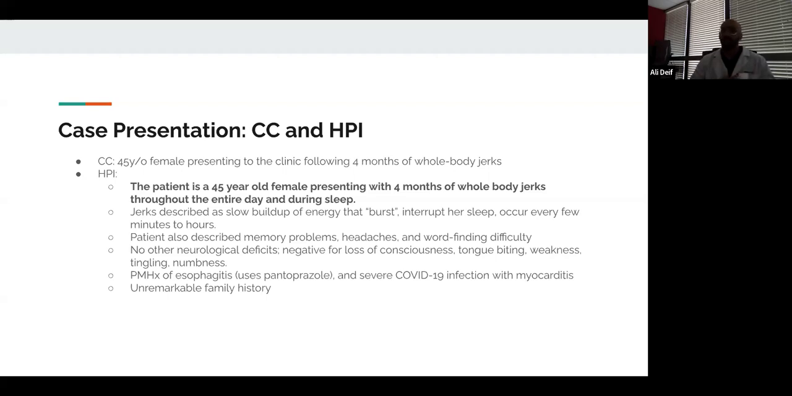Her past medical history is pretty unremarkable. She only had esophagitis, which was treated with a PPI. She also experienced many COVID-19 infections, including a severe one that included myocarditis, and she said her symptoms worsened after this. There have been some instances in the literature where COVID-19 can trigger this condition, which is interesting. Otherwise, unremarkable family history.